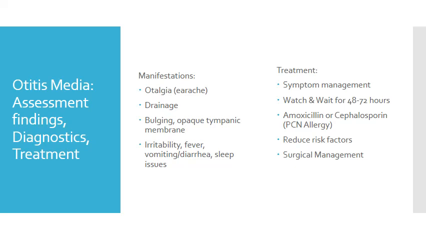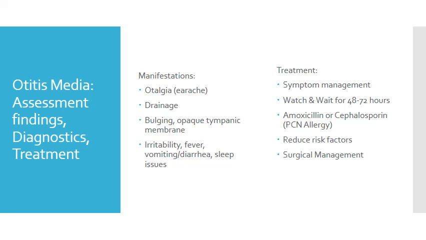If they do prescribe antibiotics, generally it's amoxicillin. If the child has a penicillin allergy, they might get cephalosporin. One thing we want to do is reduce risk factors, so talking to the parents about what puts a child at risk. Are there things that we can modify? Do they smoke around the baby? If they're bottle feeders, talk about having them in a more upright position when they eat. Make sure they're not sending the baby to bed with a bottle, because that laying flat contributes to that.